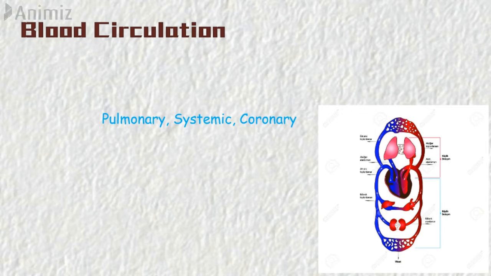Systemic circulation brings oxygen to various organs in the body. Coronary circulation supplies oxygenated blood to the cardiac muscles.